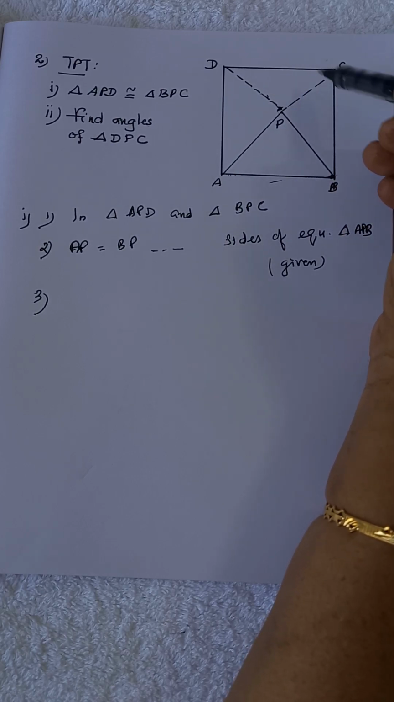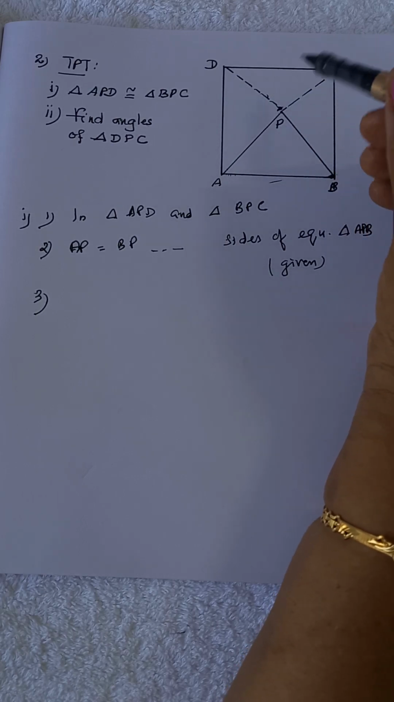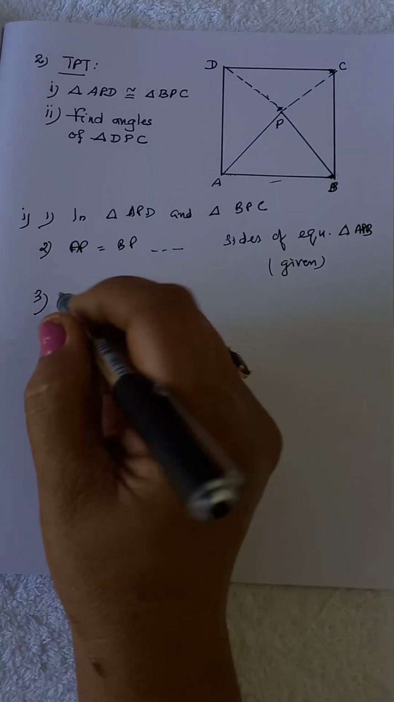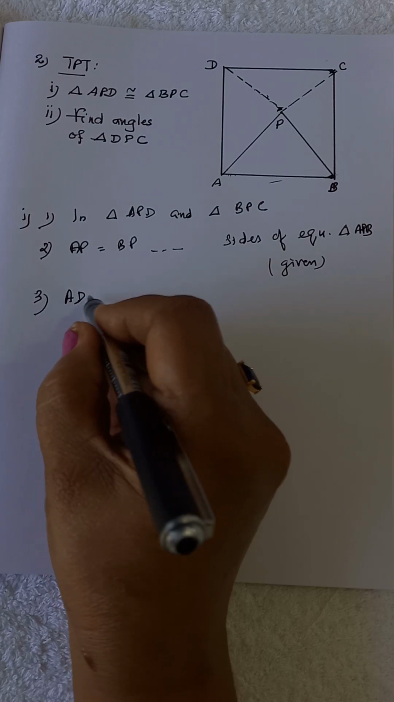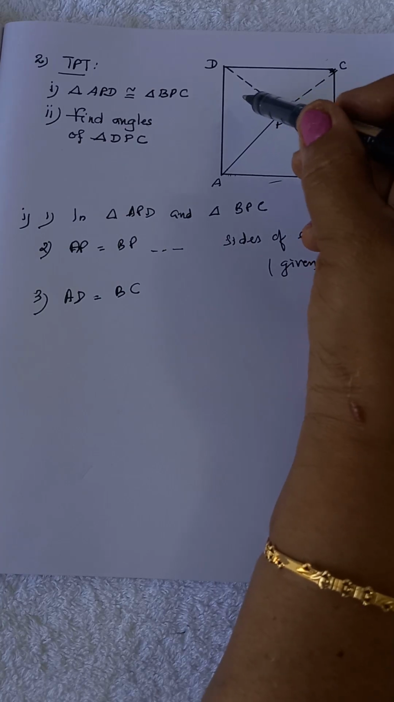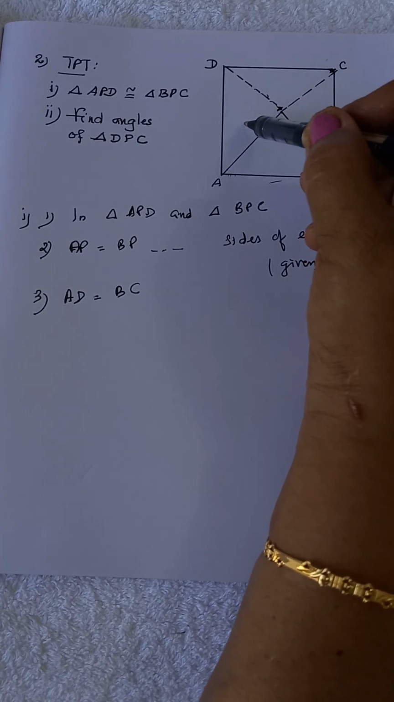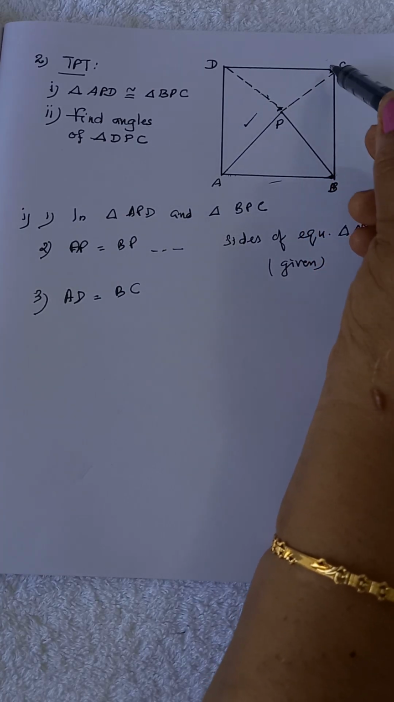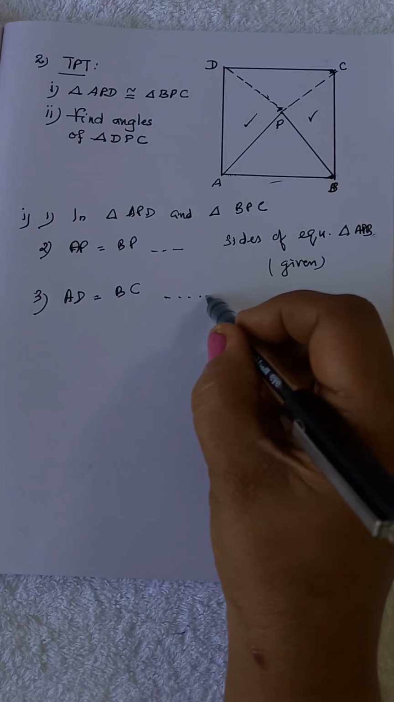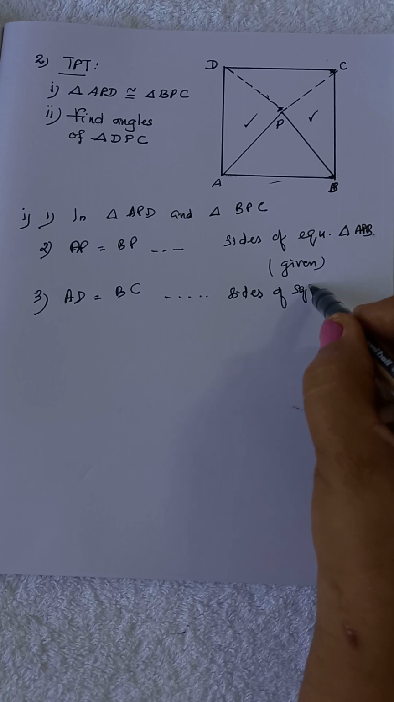Now the third point, we can take this AD and BC. These are sides of the square ABCD. They are equal. All sides of a square are equal. So we can write AD is equal to BC. Here this AD will come as a side of the first triangle and BC will come as a side of the second triangle. So the reason is sides of square ABCD.